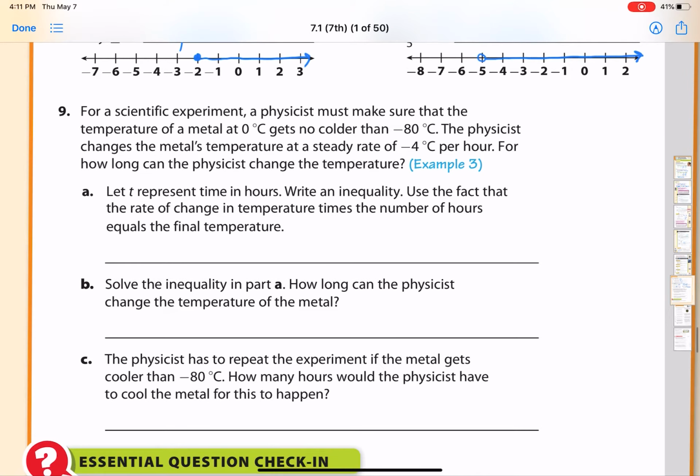For a scientific experiment, a physicist must make sure that the temperature of a metal at 0 degrees Celsius gets no colder than negative 80 degrees Celsius. The physicist changes the metal's temperature at a steady rate of negative 4 degrees per hour. For how long can the physicist change the temperature? So we're going to have to be writing some inequalities.